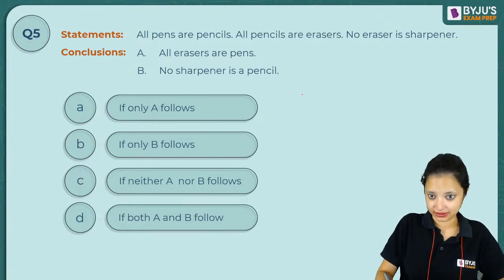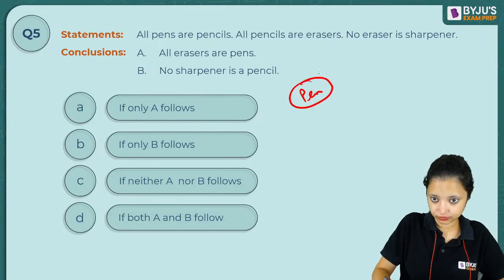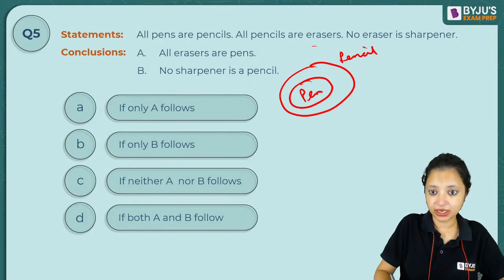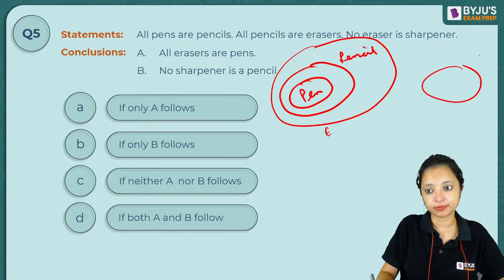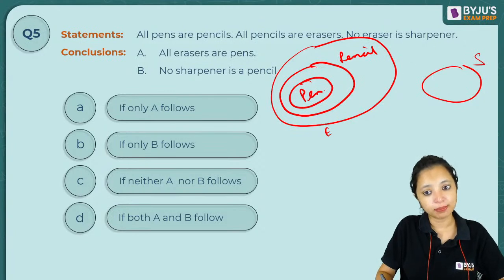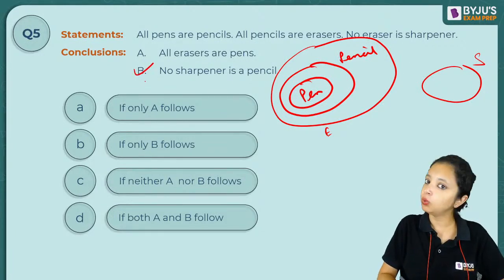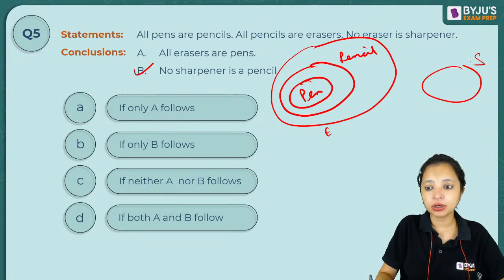All pens are pencils. All pencils are erasers. And no eraser is a sharpener. If no eraser is a sharpener, automatically no pen is a sharpener and no pencil is a sharpener. Vice versa, no sharpener is a pencil and no sharpener is a pen. B will absolutely follow. No sharpener is a pencil is correct in the diagram that I've made.